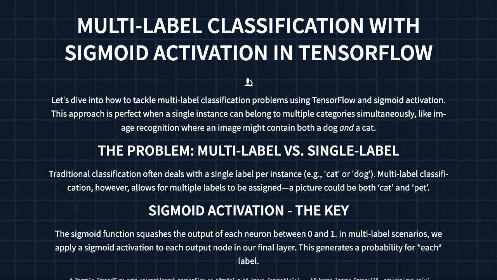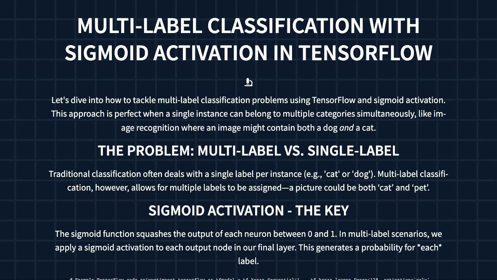Okay, let's talk about multi-label classification. It's a common scenario where something can belong to more than one category, like an image that contains both a dog and a cat. We use sigmoid activation in TensorFlow for this. The sigmoid function gives us a probability score between 0 and 1 for each possible label. So, if we set a threshold, say 0.5, then if the probability of a particular label is above 0.5, we assign that label to the item.